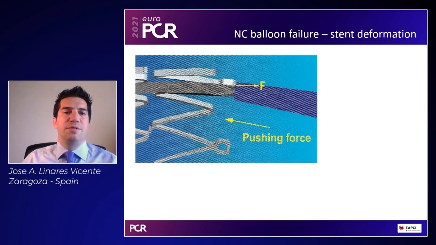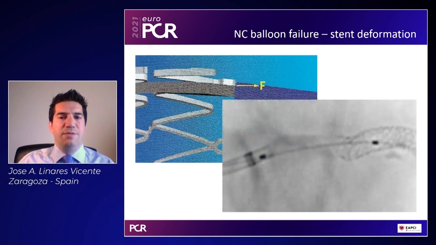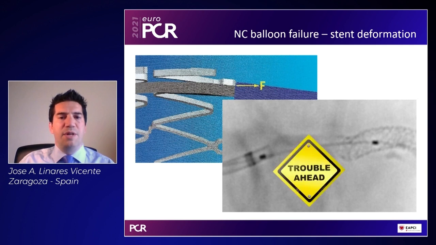Regular non-compliant balloons have a conic tip that can clash against the stent, conditioning an opposing force vector that blocks balloon advance. In these cases, pushing stronger to advance the balloon can cause a stent mechanical complication and a big travel ahead.